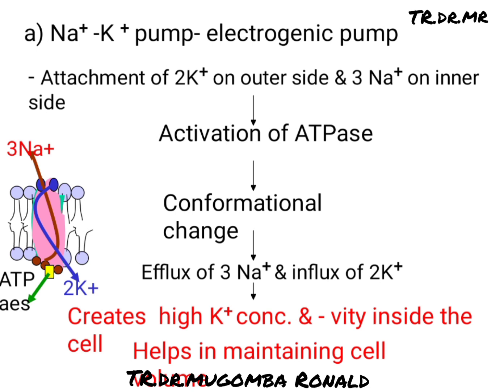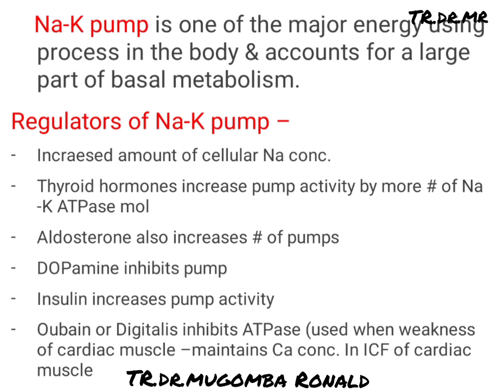In so doing, we shall create a very high concentration of potassium ions inside the cell and negativity of the inside of the cell. And then we shall also create a very high concentration of sodium ions outside. A lot of potassium ions inside, more sodium ions outside. That is very important in ensuring that the cell volume is maintained. So you can see that the pump undergoes a conformational change to shunt 3 sodium outside and 2 potassium inside.